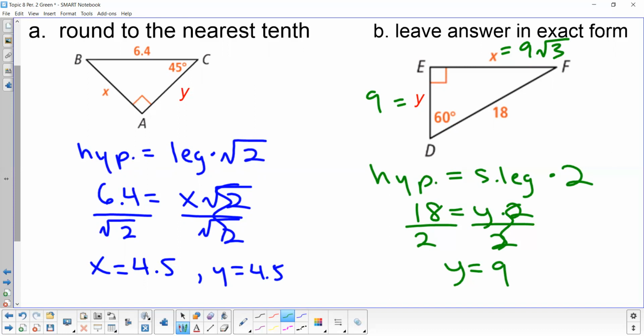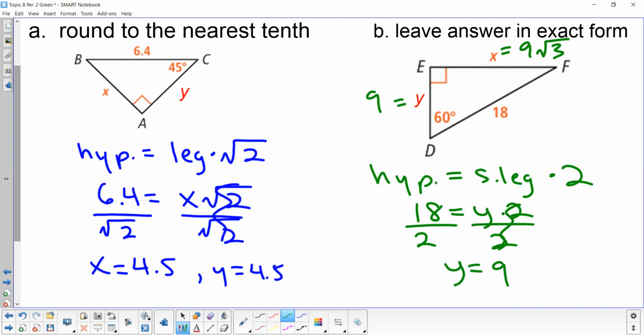Is the short leg always next to the 60-degree angle? Let's phrase that differently, but you're right. The short leg is always across from the 30-degree angle, the smallest angle. The shortest side is always across from the smallest angle.